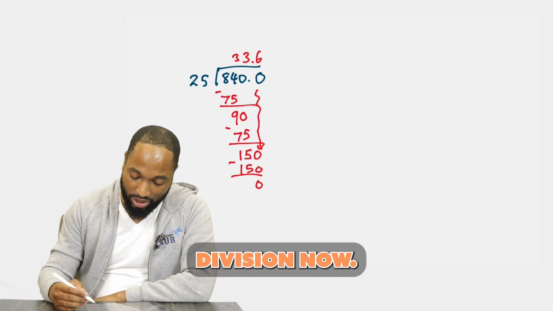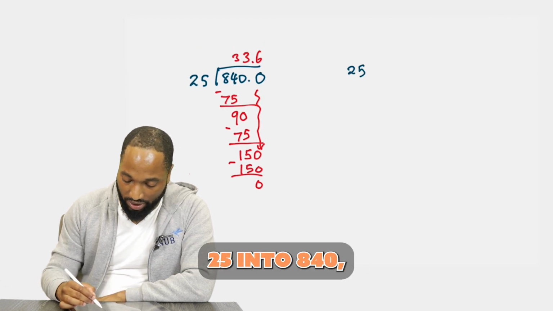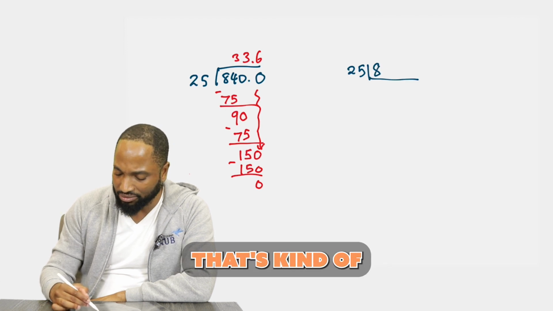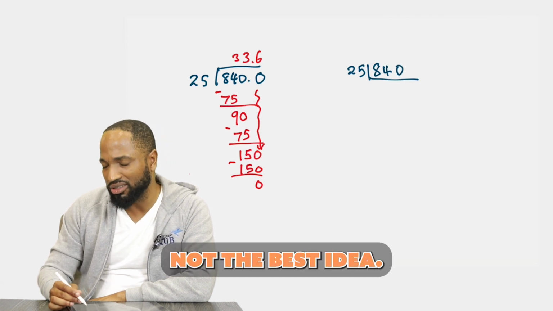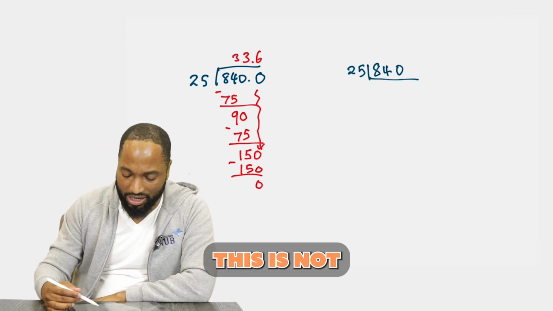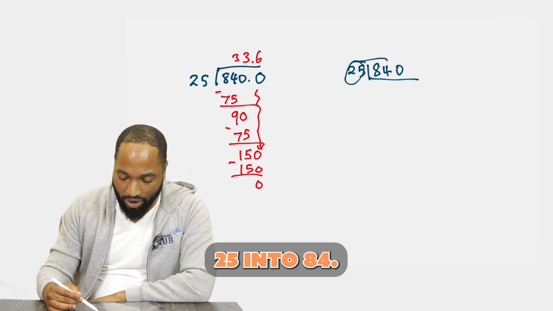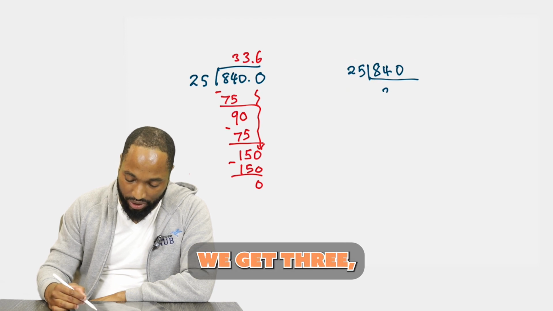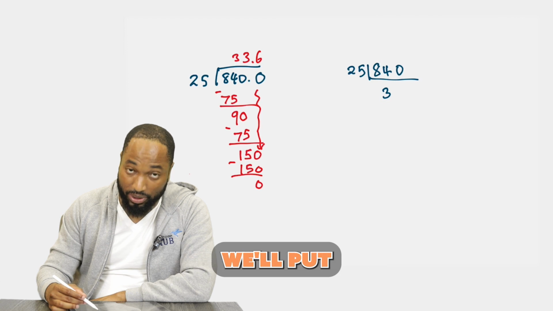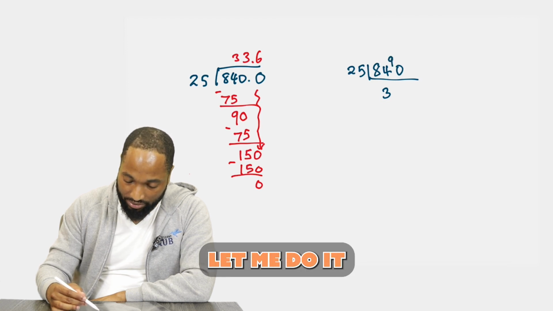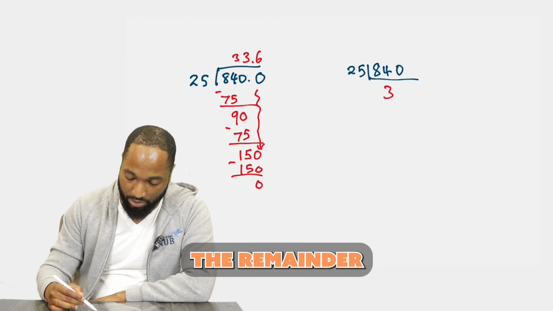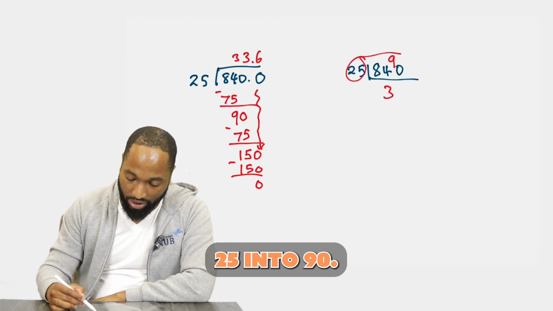Let's try short division now. We will do 25 into 840. But we are doing something here that's not the best idea. Can you tell why this is not the best idea? 25 into 84, once again we get 3, but this time we put the remainder. We'll put the remainder right here. Let me do it in red. 25 into 84, we get the 3 here, we put the remainder there. And now we do 25 into 90.